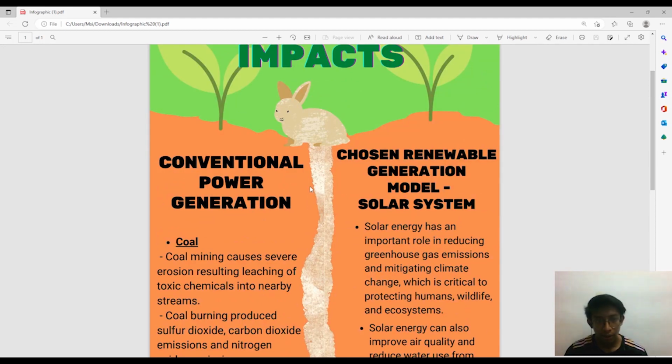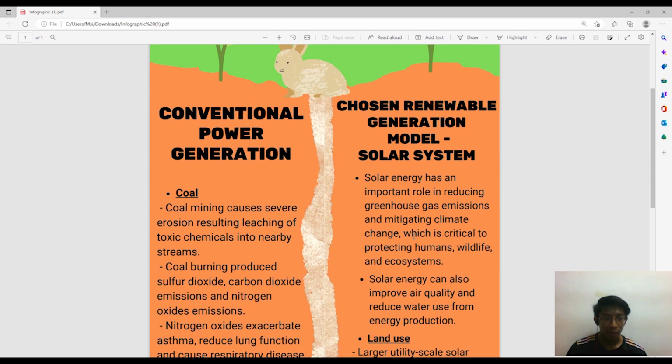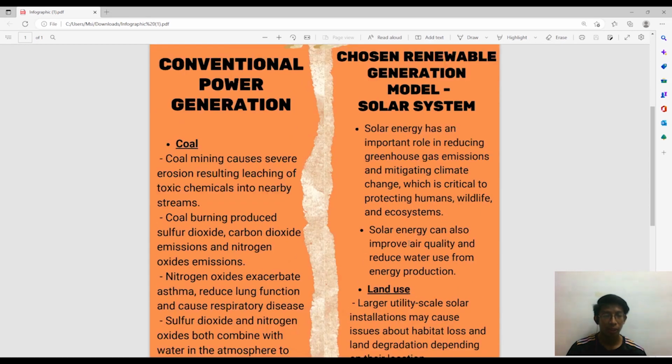Next is the chosen renewable generation model, which is the solar system that our group chose. Solar energy has an important role in reducing greenhouse gas emissions and mitigating climate change, which is critical to protecting humans, wildlife, and ecosystems. Solar energy can also improve air quality and reduce water use from energy production.